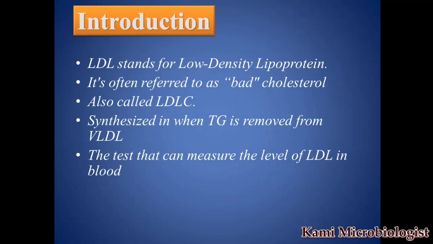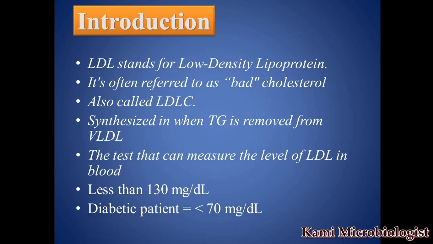Now if we talk about what is the LDL test, as the name indicates, whenever we want to find out the LDL level in the blood, it is called the LDL blood test. Then we have the normal range. Remember friends, the normal range of LDL will be less than 130 mg/dL in a normal or healthy person. But when we have a diabetic patient, then the LDL level will be less than 70 mg per deciliter.